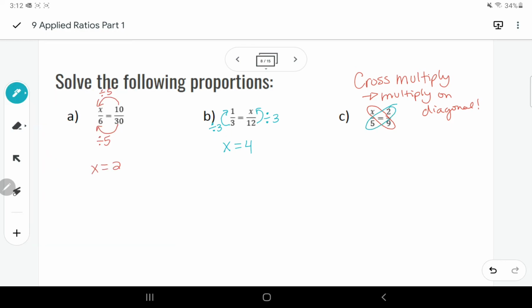And I always do the multiplication with the x in it first. So going in this red one that I've highlighted in red, x times 9, that's 9x, equals, and then I would have the other multiplication, 5 times 2. So that's 10. Now I have to solve this equation for x, and the opposite operation of 9 times x is dividing by 9. So this one you do on your calculator, 10 divided by 9 is about 1.1 repeated.